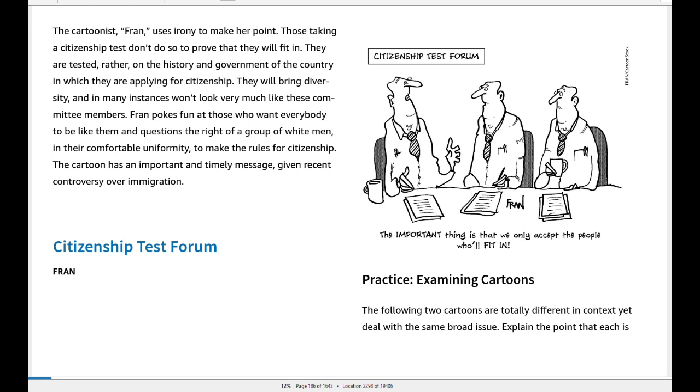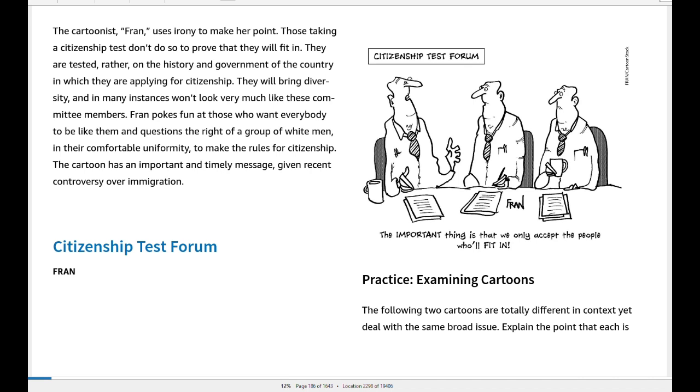The cartoonist, Fran, uses irony to make her point. Those taking the citizenship test don't do so to prove that they will fit in. They are tested rather on the history and the government of the country in which they are applying for citizenship. They will bring diversity and in many instances won't look very much like these committee members.